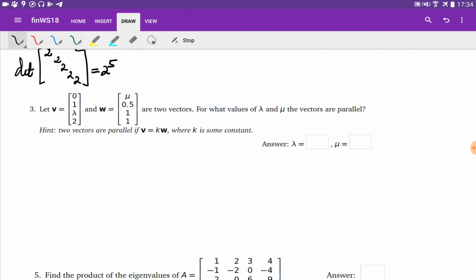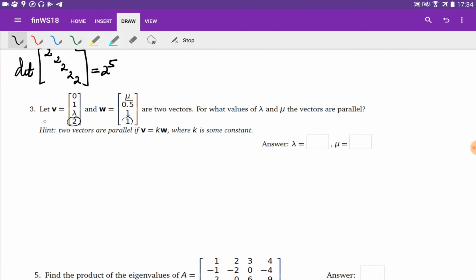So in problem number 3, we need to find the values for lambda and mu, so that these 2 vectors become parallel. Parallel means we can multiply one of the vectors by some constant and get exactly the same vector as the second one. So here I see that this entry is 2, this entry is 1.